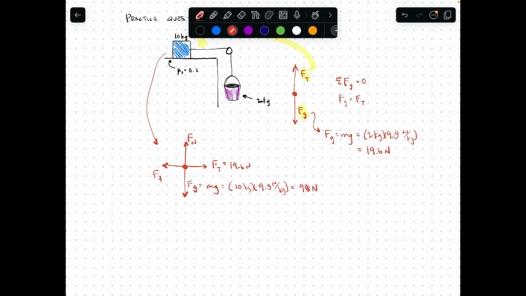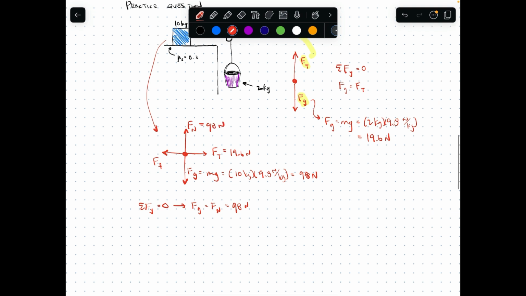If the forces on this are balanced, that would mean the total force in the y direction is 0. That means the force of gravity and the normal force are equal, so our normal force must also be 98 newtons. So we can write that right there.